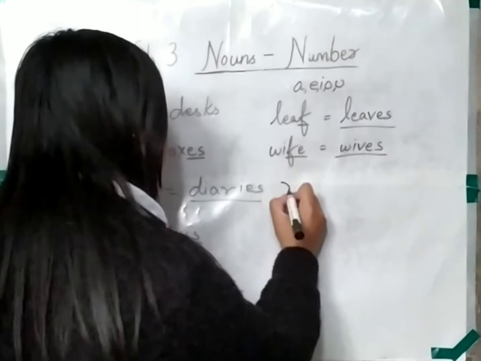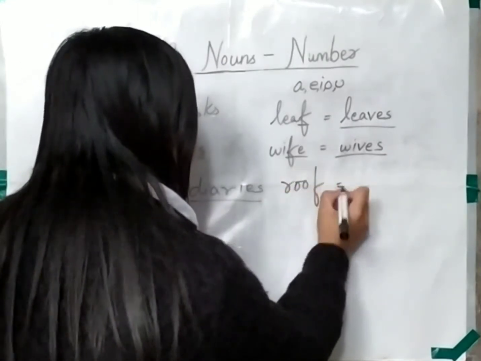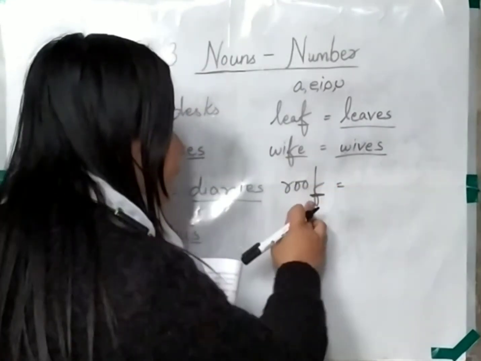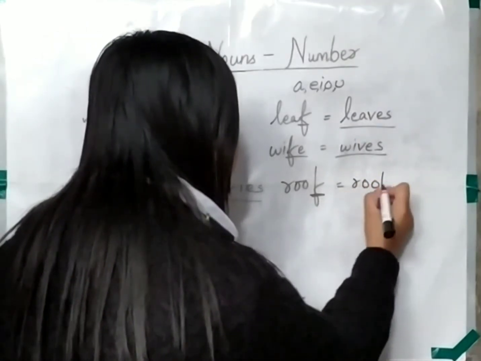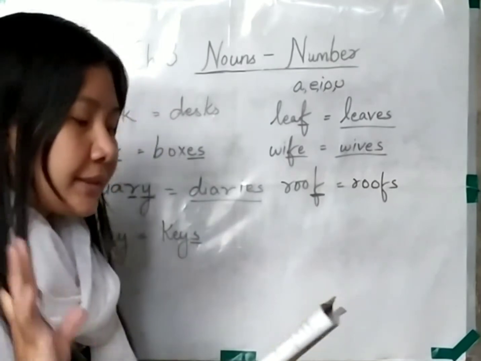So in the word roof, you can see it's ending in F, but we are not going to change it into VES. What are we going to do? We are simply going to add S in order to form its plural. So this is what the book is telling us.